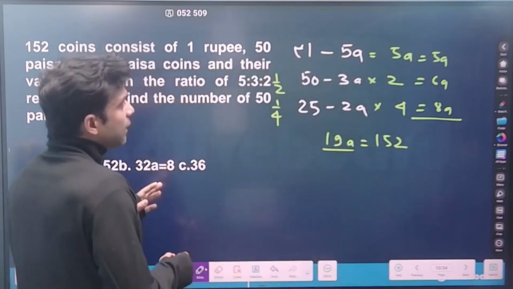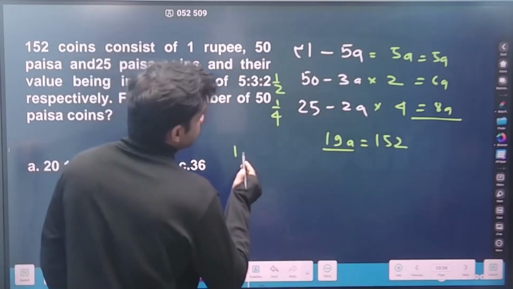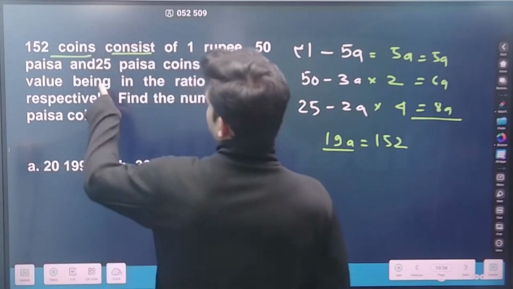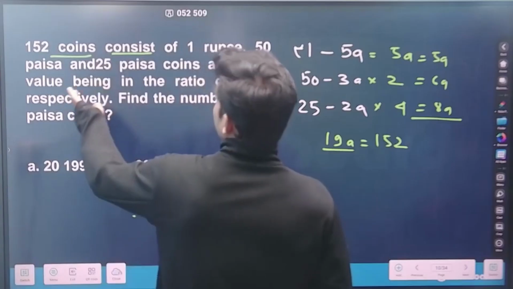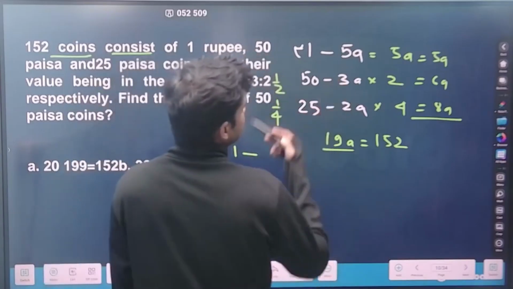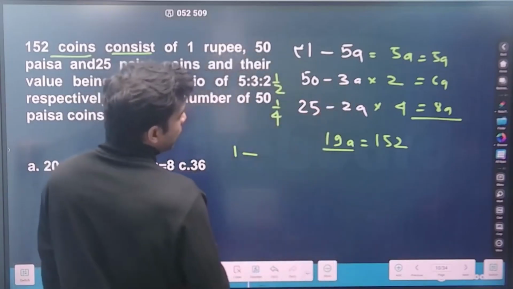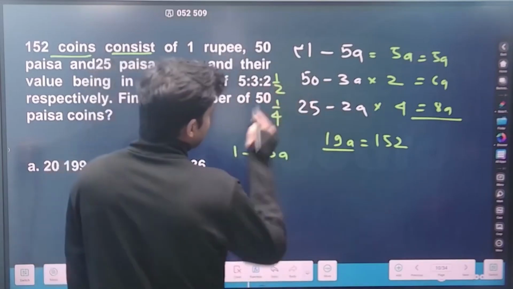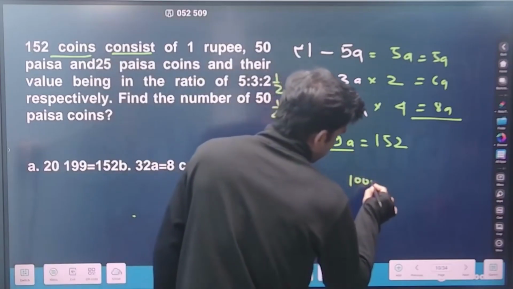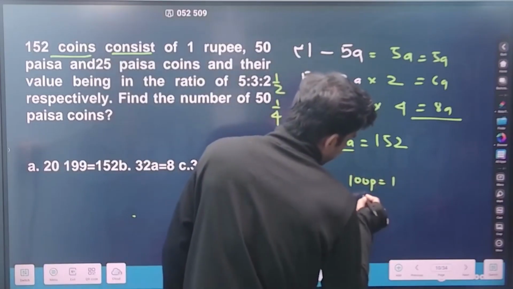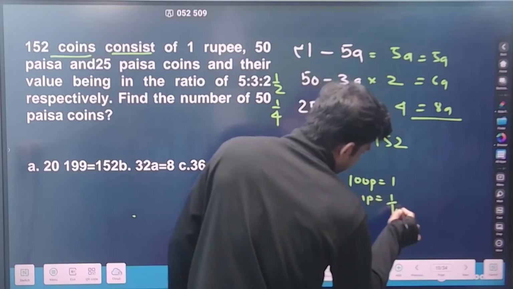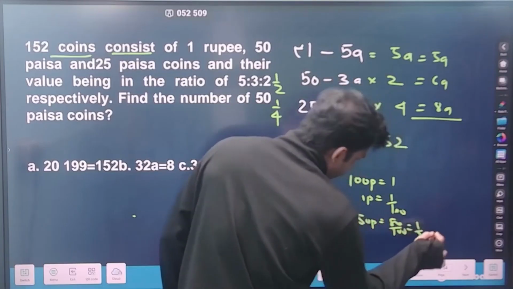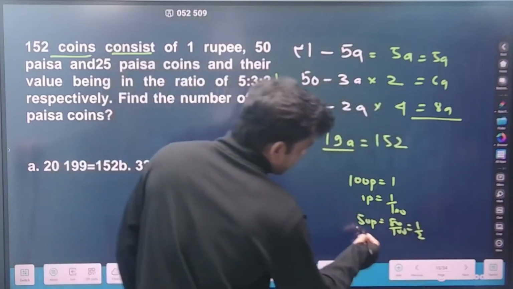See what I did. 152 coins consist of 1 rupee, 50 paise and 25 paise coins, and their values are in the ratio. So these are the values. 1 rupee has the value 5A. 50 paise: I have told you that 100 paise is equal to 1 rupee, so 1 paise would be 1 by 100, and 50 paise would be 50 by 100, which is nothing but 1 by 2 rupee.